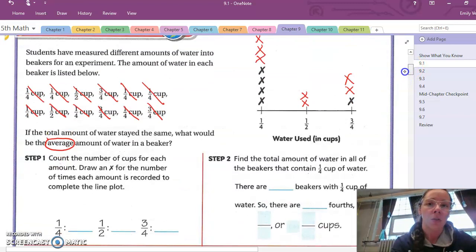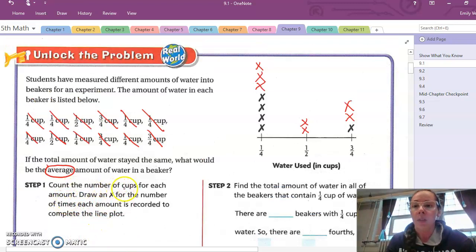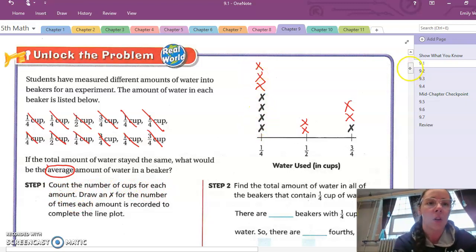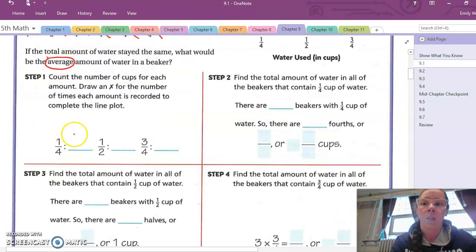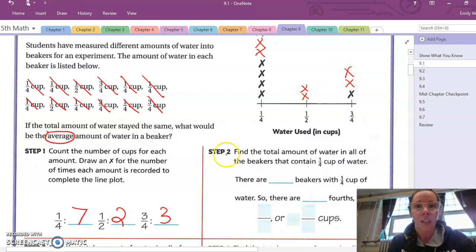Alright, so now using this information, you can't see those down there, but it says count the number of times, or the number of cups for each amount. So 1, 2, 3, 4, 5, 6, 7 for 1/4. How many for 1/2? 2. And then for 3/4 there are 3.